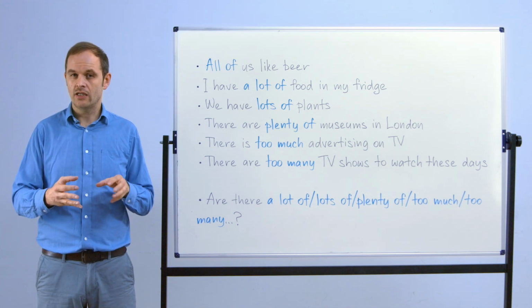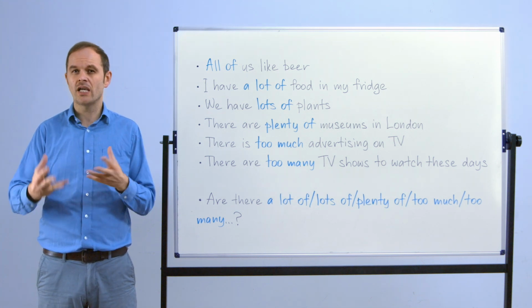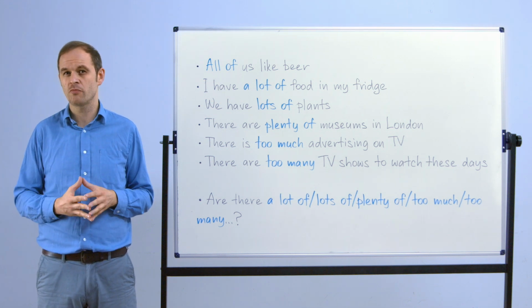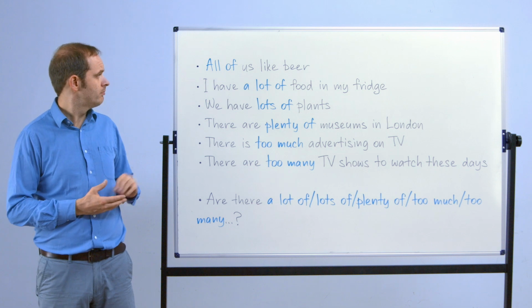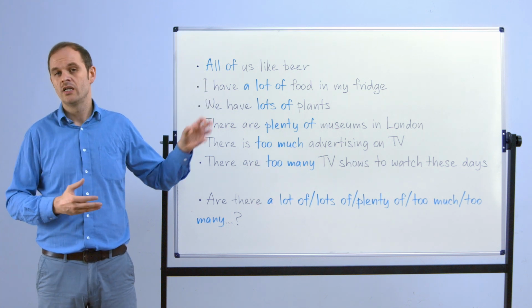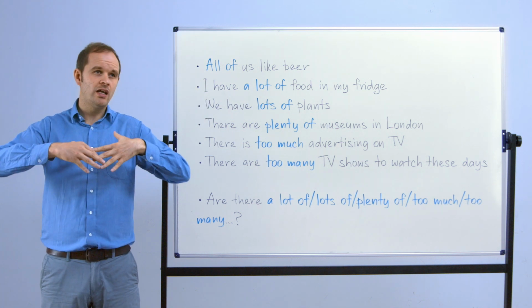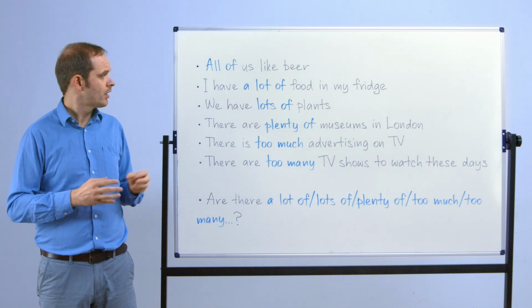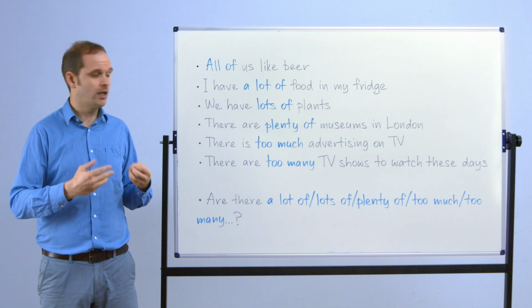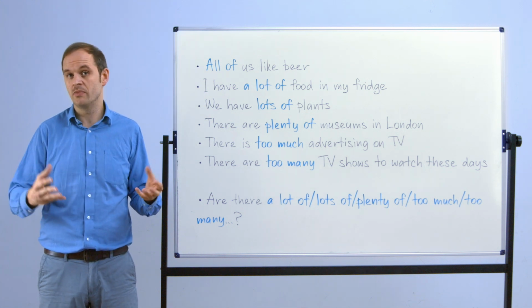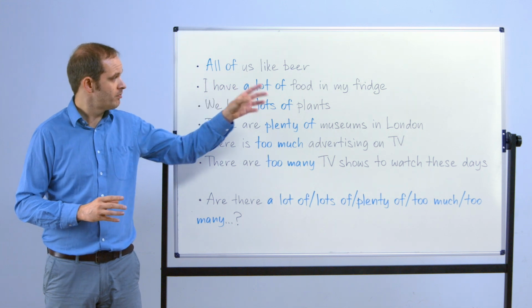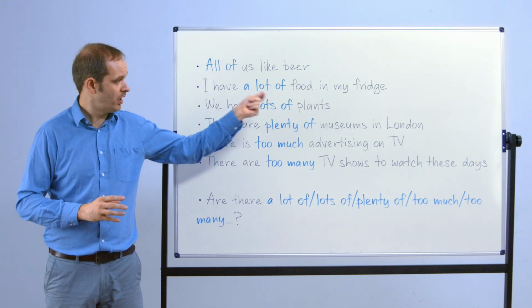Now what we're going to look at is the way of describing bigger numbers and or describing negatives by using quantifying expressions. For example, all of us like beer. This is very clear, meaning everybody in the situation likes this thing. We can also use a lot of and lots of to describe a larger number than, say, some or any. For example, we have a lot of food in my fridge. We have lots of plants.